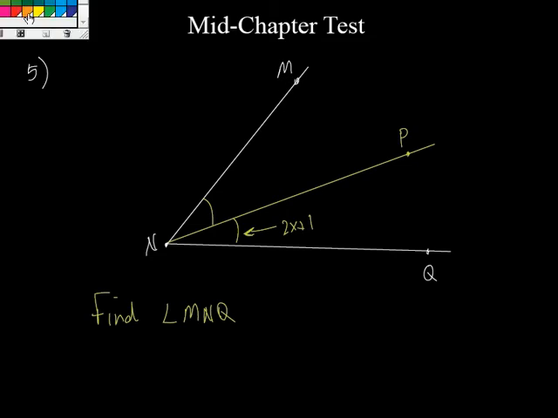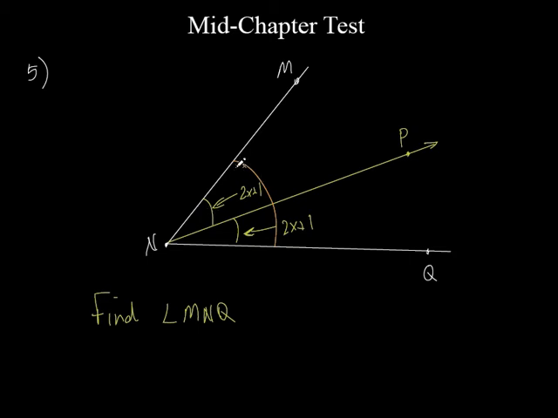Jada, what do you think? What do you think you would do? Yeah, add them together. Exactly right. Because look, if I know this little angle right here is 2x plus 1, then what's this angle right here? That's also 2x plus 1. How do I know that? Because this NP was a what? It was a bisector. It split the angle into 2 equal angles. So if this angle is 2x plus 1, then this angle is 2x plus 1.